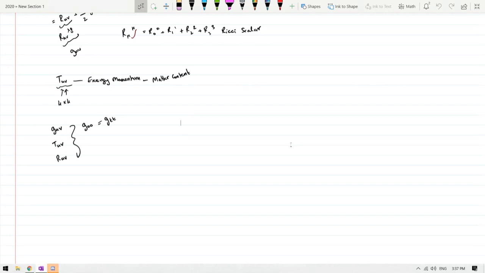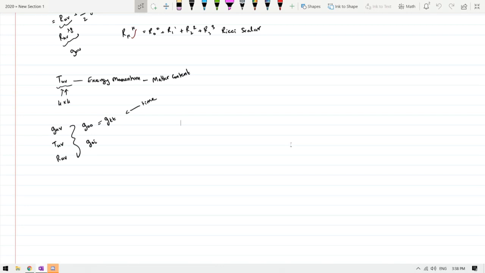So G00 is the same as the time component of our metric tensor, which, if you remember, in Minkowski space was -1. Anytime you have a tensor, I'd ask you to separate out the following three things. This is the time component. Then you have something called the mixed component, where one index is time and the other is space.